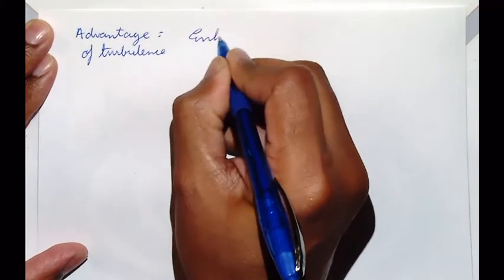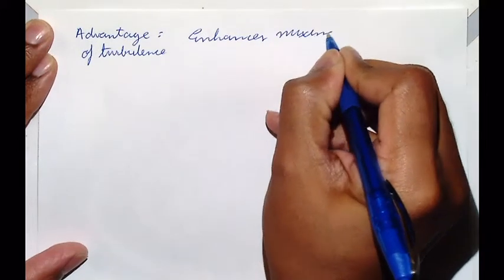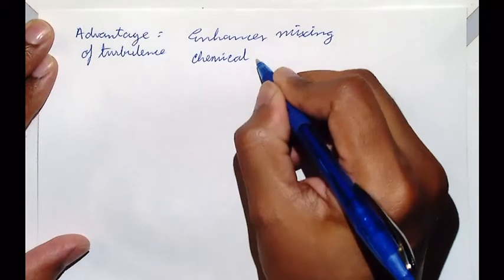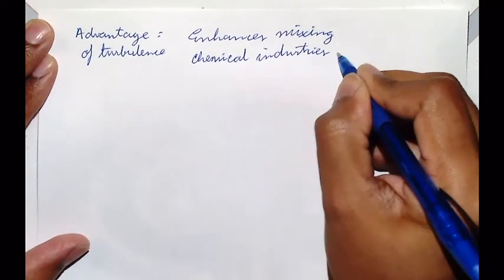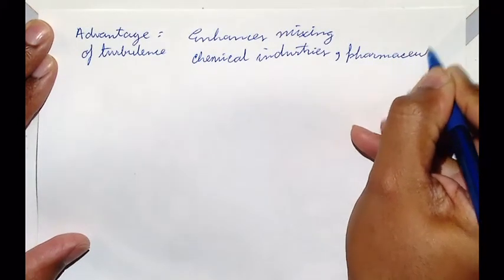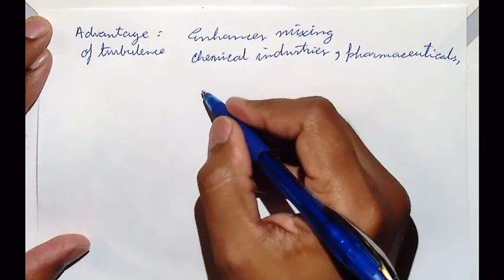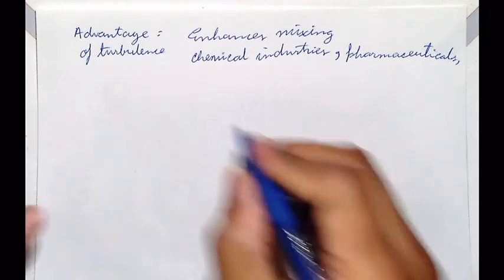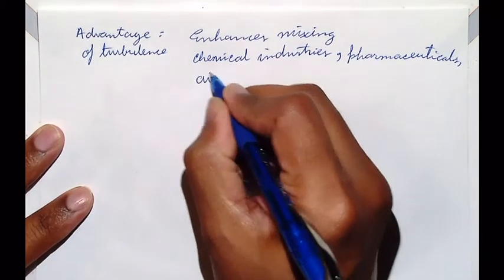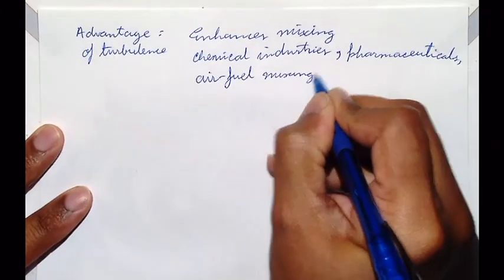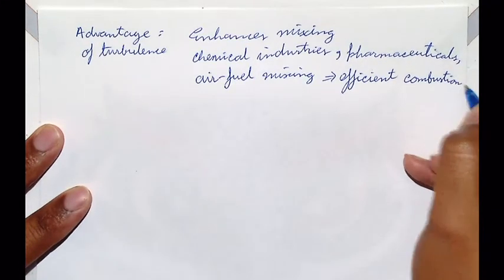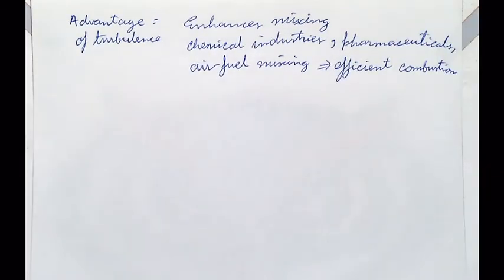It enhances mixing. And this can be important in chemical industries, in making pharmaceuticals, and in combustion. Let's see, more examples. As you said, air fuel mixing, or efficient combustion. So there are many reasons that we might want turbulence to be present. But many times it's actually a disadvantage.